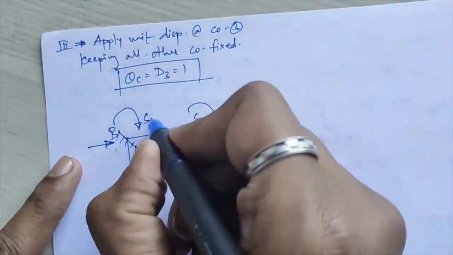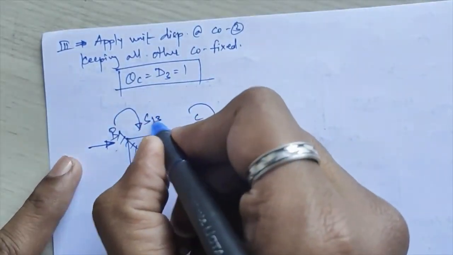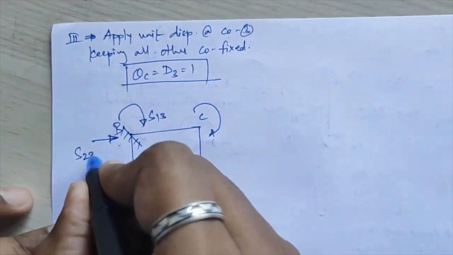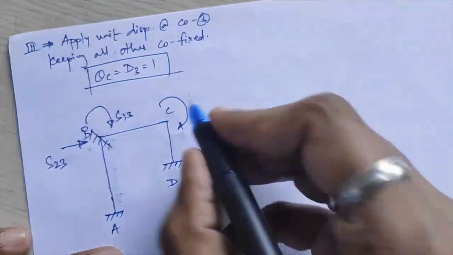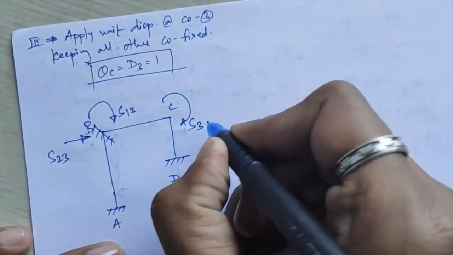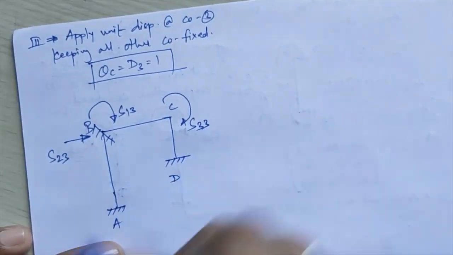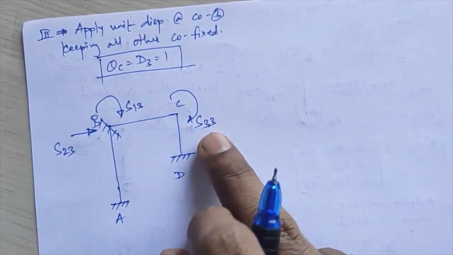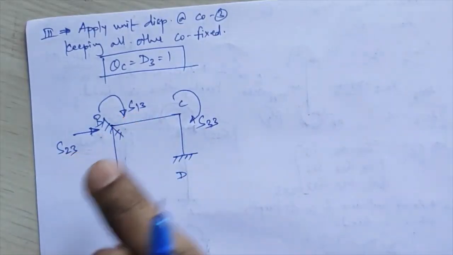This will be S of 1, 3: stiffness at your first coordinate when unit displacement is applied at your third. Stiffness you are calculating at your second coordinate when unit displacement is applied at your third coordinate. Stiffness at your third coordinate when unit displacement is also applied at your third coordinate, so I'll get that as S of 3, 3. So we need S of 3, 3, S of 1, 3 and S of 2, 3.